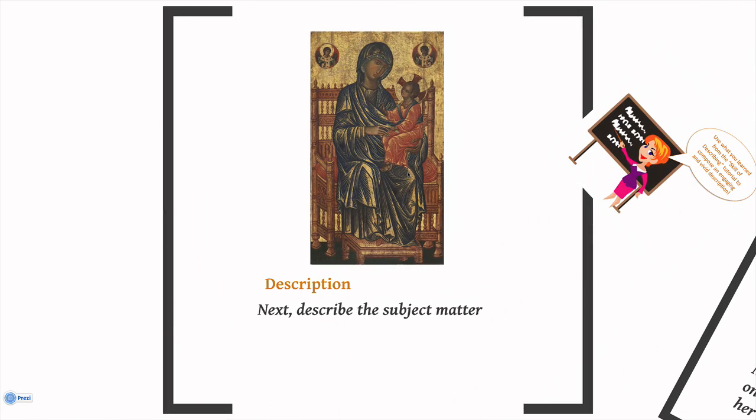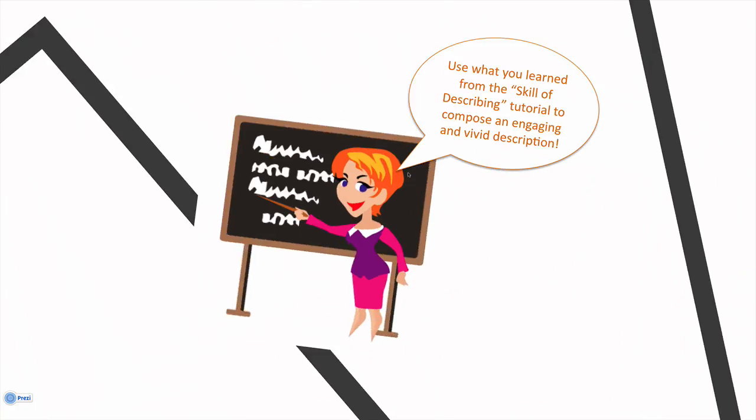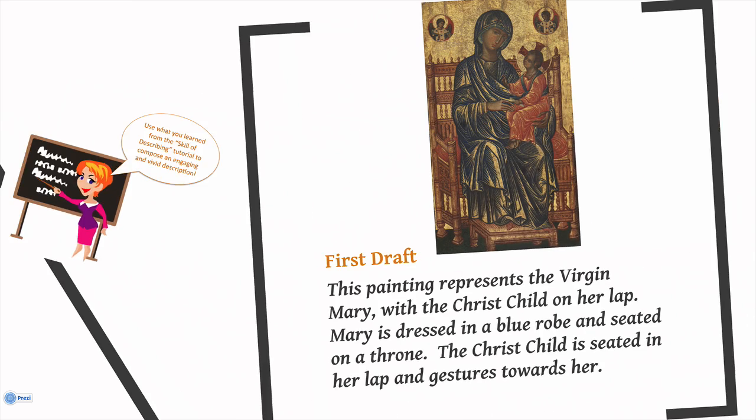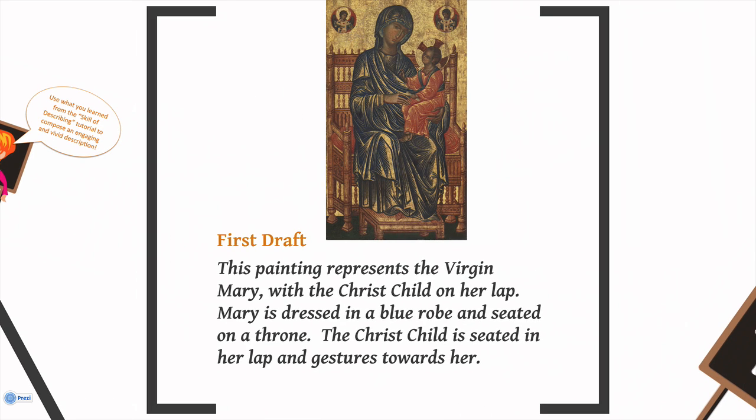Next, begin to describe the subject matter of the work, and use what you learn from the Skill of Describing tutorial to compose an engaging and vivid description. Here's a first draft. This painting represents the Virgin Mary with the Christ child on her lap. Mary is dressed in a blue robe and seated on a throne. The Christ child is seated on her lap and gestures towards her.